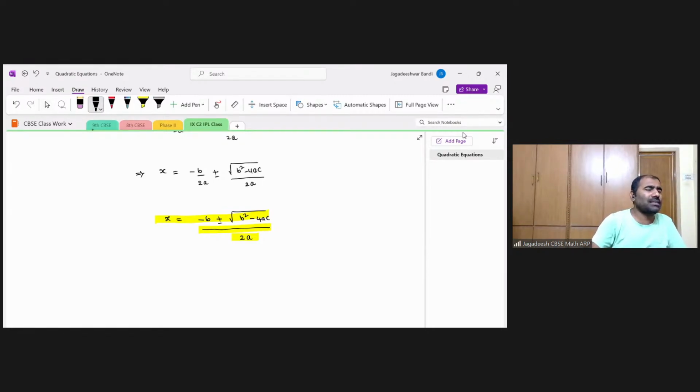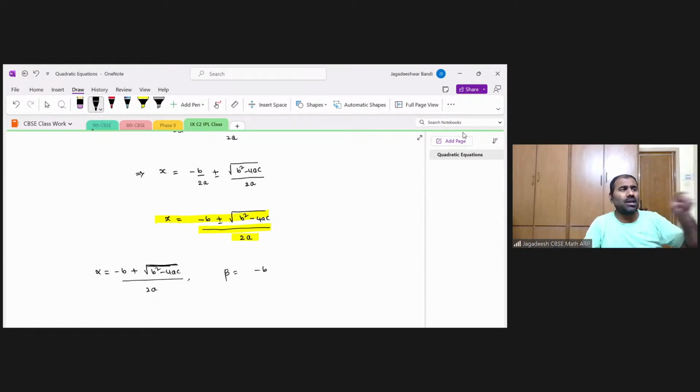Okay, so we have already discussed it. The roots are denoted by alpha and beta. So you take one root with plus sign, means minus b plus square root of b square minus 4ac whole divided by 2a, one root. And the other root beta is minus b, which will not change, only plus or minus. So with plus one root, with minus another root: minus b minus square root of b square minus 4ac whole divided by 2a. So this is one root and beta is another root.